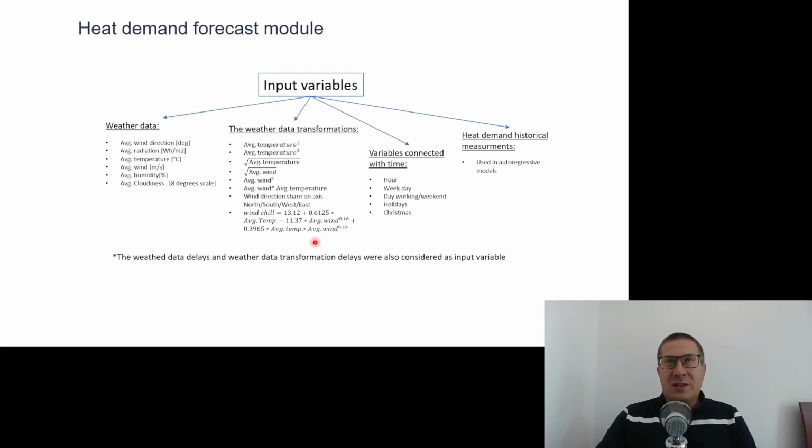And of course, if we know the current value of the heat demand, probably the heat demand in the next hour will be similar. That is why we should also use previous outputs as the input to our network. So we can have an autoregressive approach.